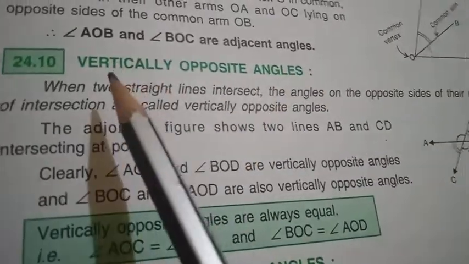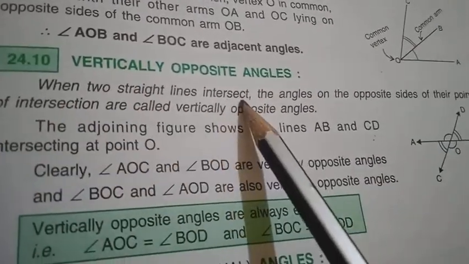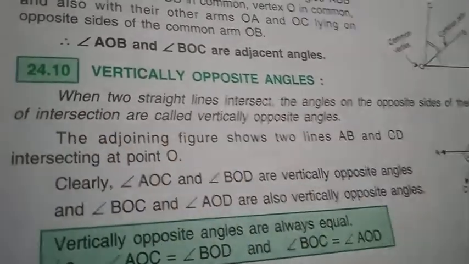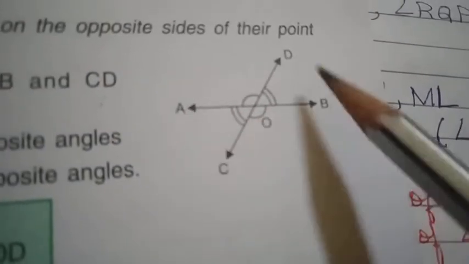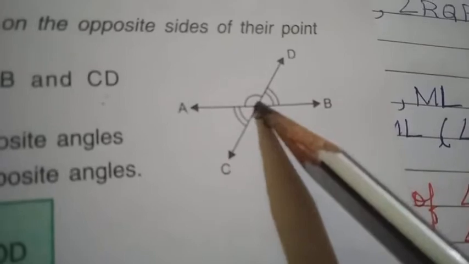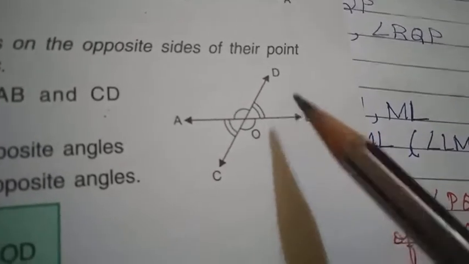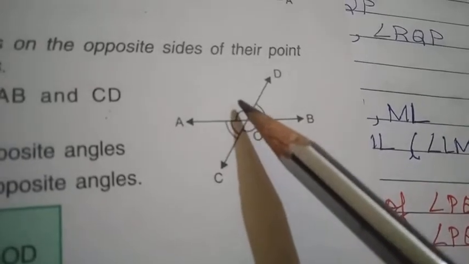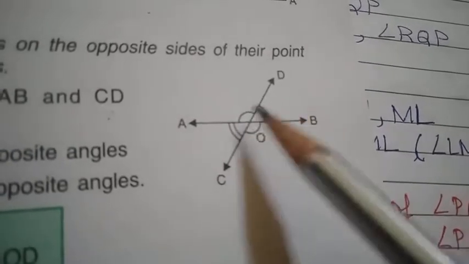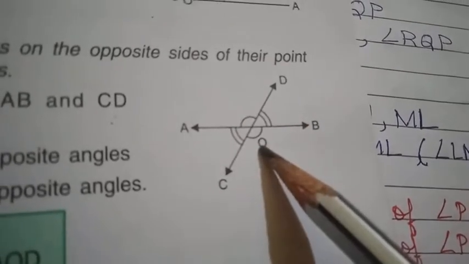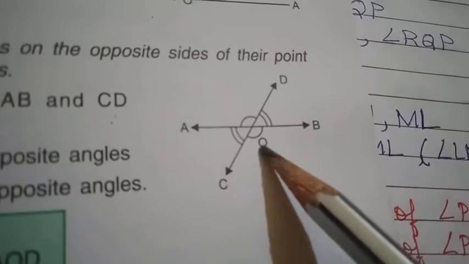Now, vertically opposite angles. When two straight lines intersect, the angles on the opposite sides of their point of intersection are called vertically opposite angles. Here in this case, lines AB and DC intersect each other at point O. Now, four angles are formed. 1, 2, 3, 4. But in this, opposite angles are called vertically opposite angles.